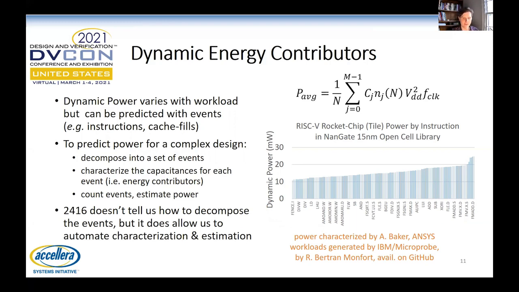So now this instruction level power model is really just the beginning. We can keep adding events as needed in order to increase the accuracy. And if we had more time, I would show you how we incorporated cache fill events into this model as well. It's also important to note here that 2416 doesn't tell me how to decompose my core into these contributors, either dynamic energy or static power, but it does enable me to automate the entire process of characterization and estimation.